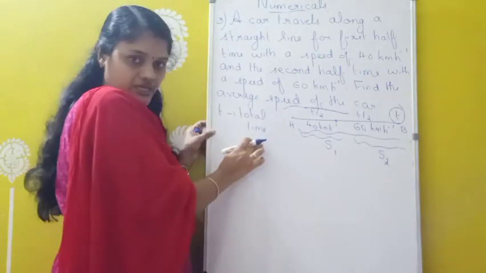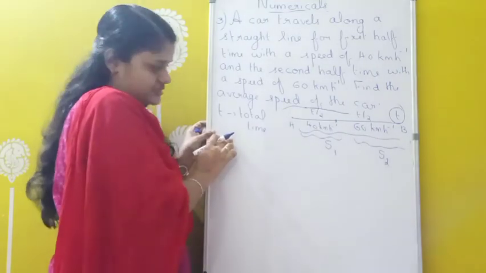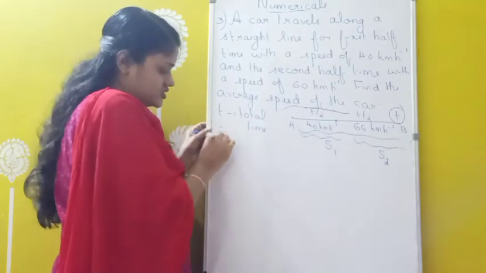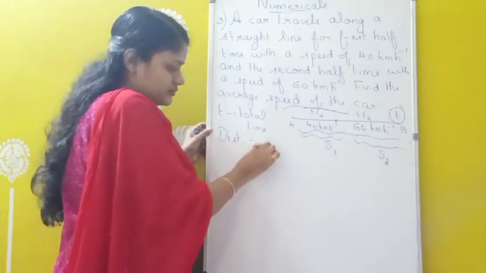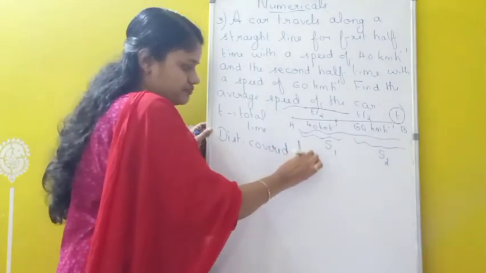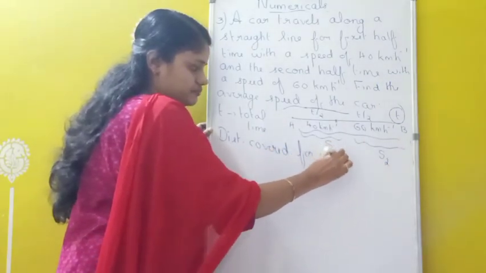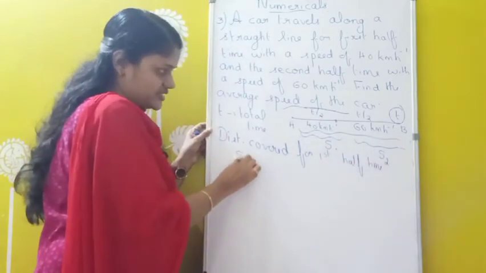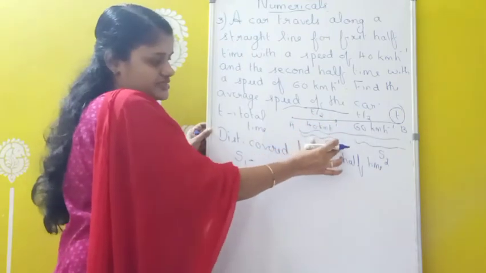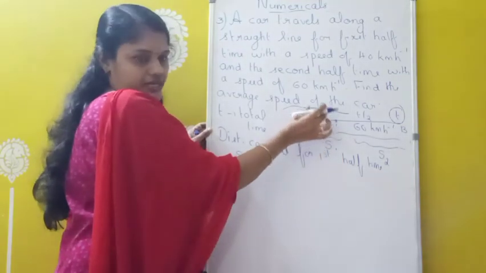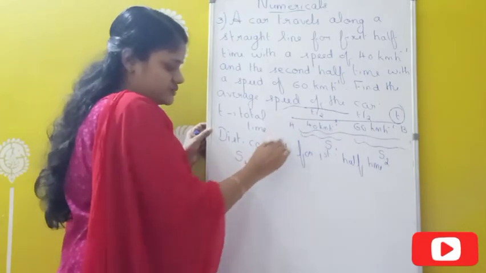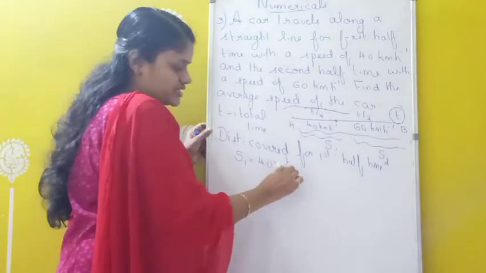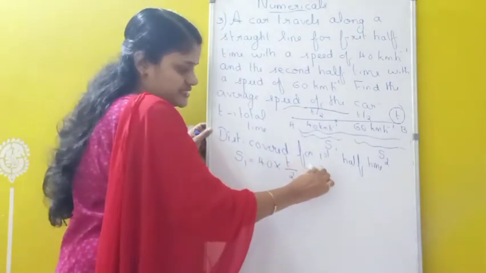We have the total time here. Again we have to find the total distance. For that, first of all we have to find the distance covered in the first half time. I am taking that as S1. So S1 is the distance covered in the first half time. Distance equals, what is the formula? Speed into time. What is the speed in the first half time? 40, into the first half time, which is given as T by 2. So 40 into T by 2 is equivalent to 20T.